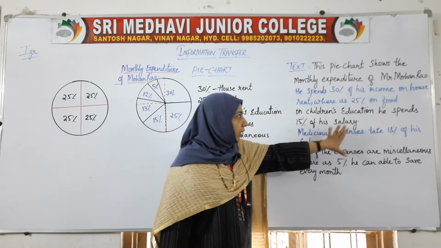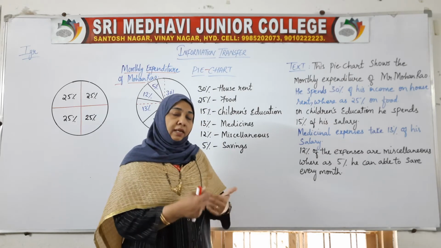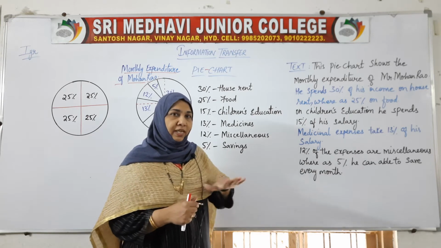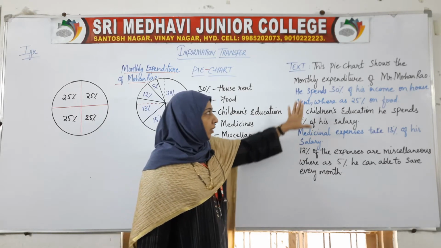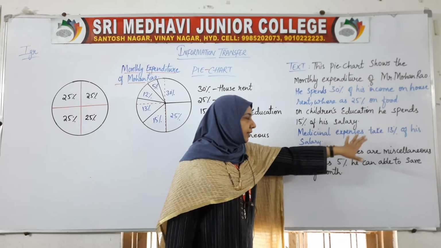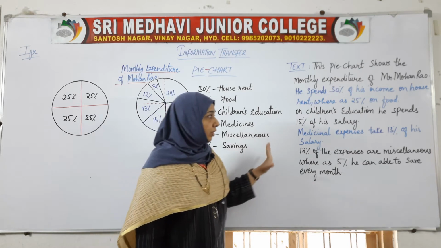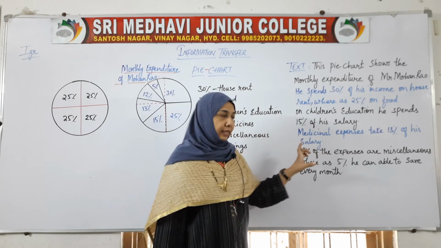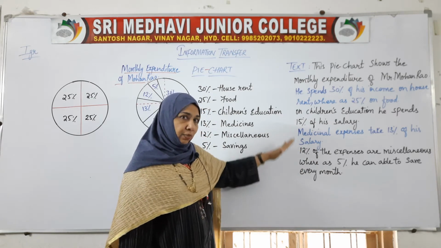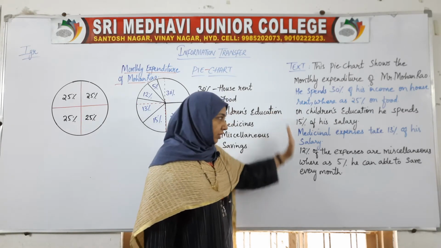Now on children's education, he spends 15% of his salary. Fine. 30%, 25% and now 15%. Medicinal expenses take 13% of his salary. 15 plus 13. You have to make the total, and you will get 100% till the end.